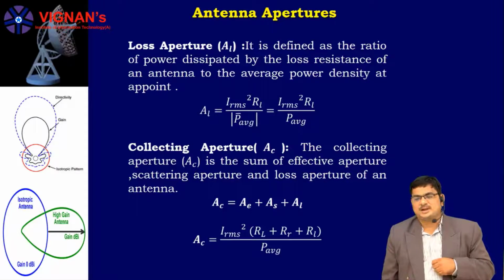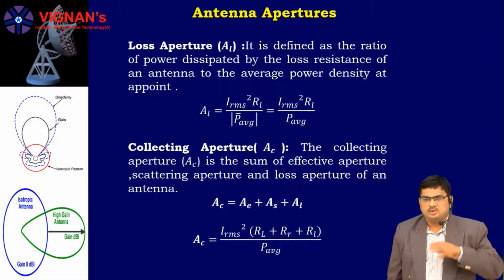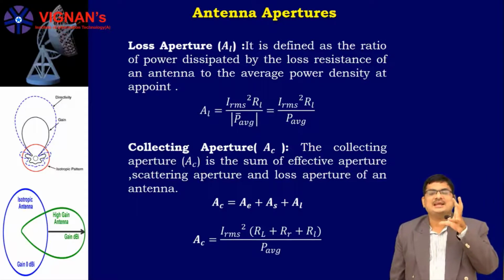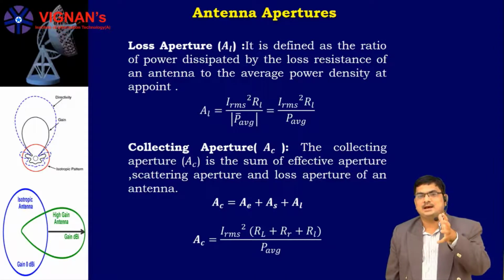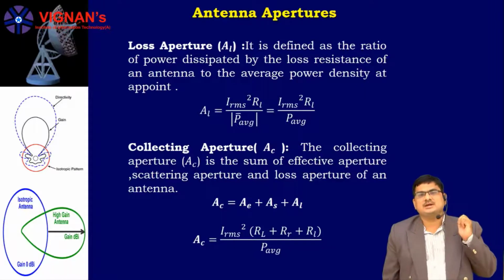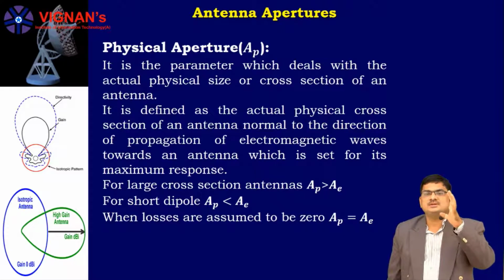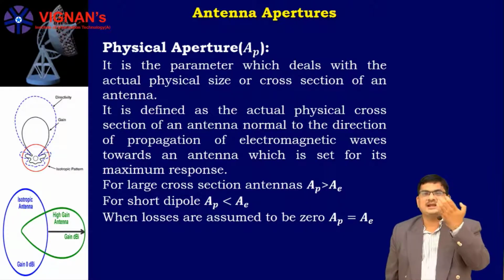The last parameter is the physical aperture. This deals with the actual size of your antenna, or the actual physical cross section of your antenna which faces the electromagnetic signals.